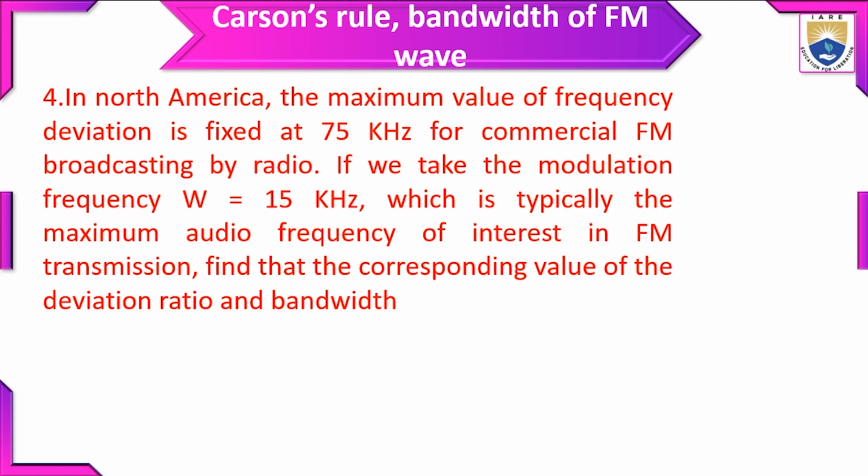So first, with this problem, in North America, the maximum value of frequency deviation is fixed at 75 kilohertz for commercial FM broadcasting by radio. If you check the modulation frequency, W is equal to 15 kilohertz, which is typically the maximum audio frequency of interest in FM transmission. Find the corresponding value of the deviation ratio and bandwidth.